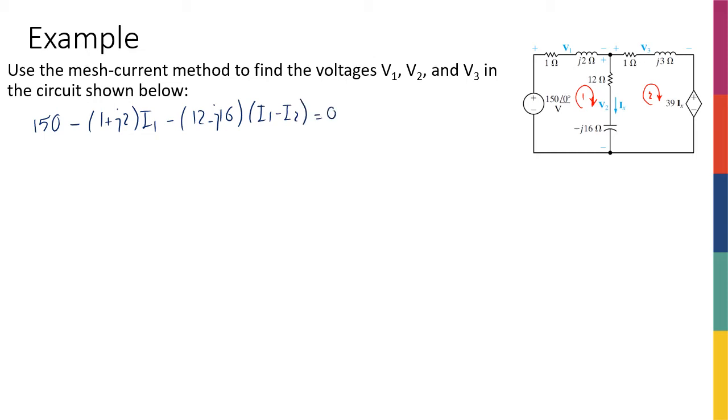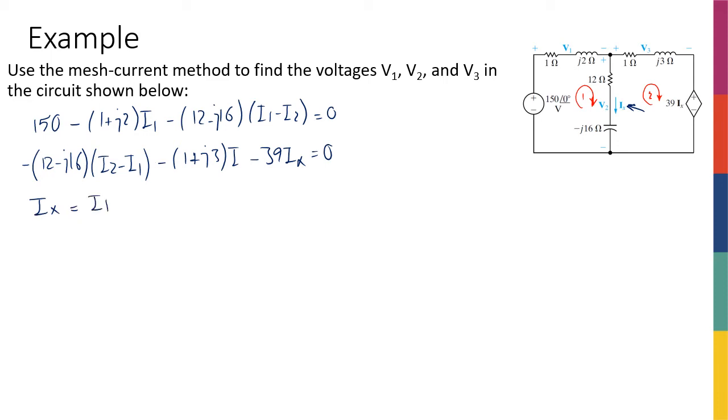And then for the second mesh, I'm going to write minus (12 minus j16) times (I2 minus I1) minus (1 plus j3) times I2 minus 39 IX is equal to 0. What is IX? It's actually the current in here. So IX is actually equal to I1 minus I2. I have my three equations and three unknowns.